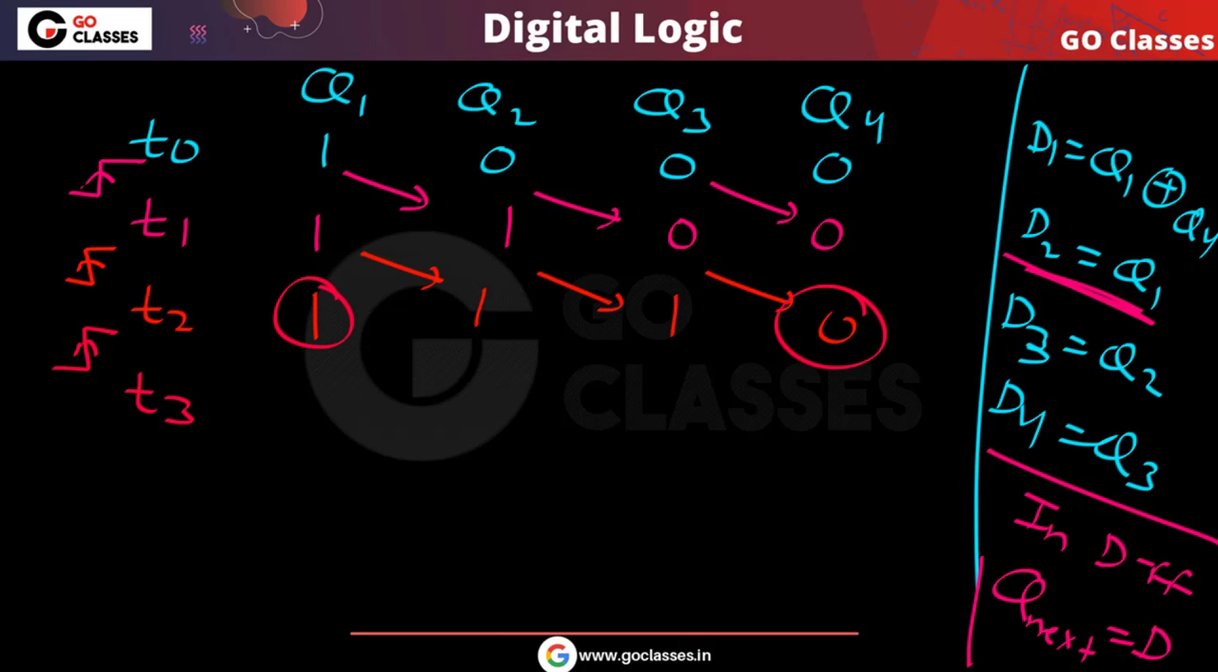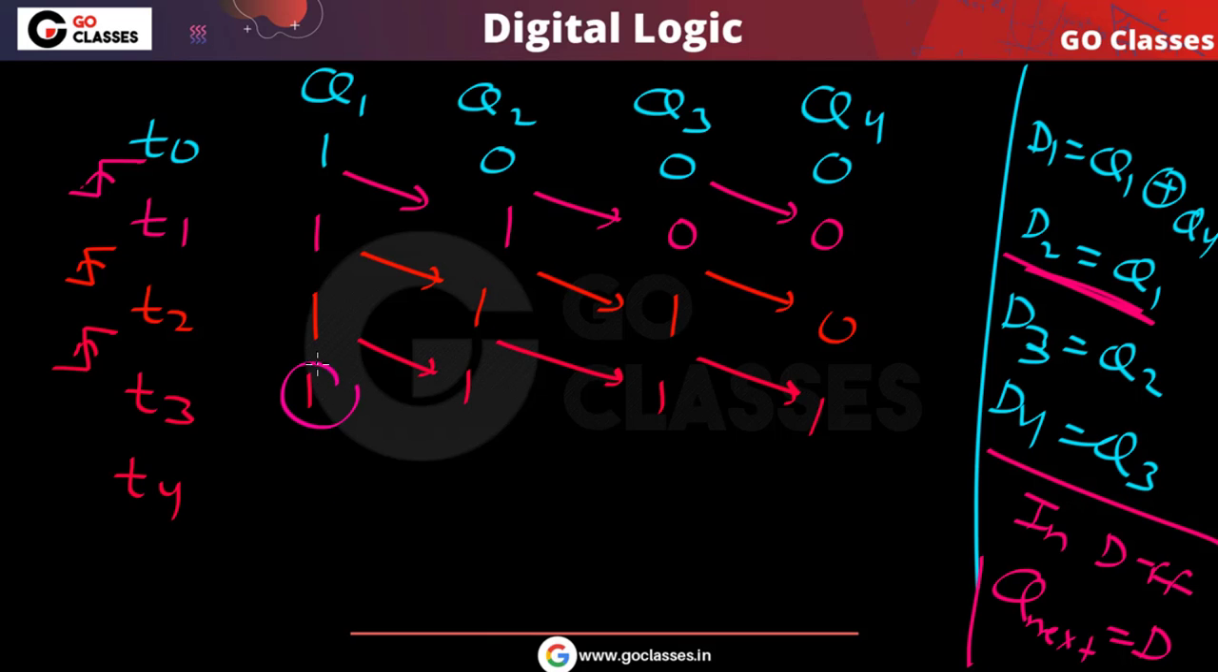This 1 and this 0 exclusive OR, that is 1. Okay, and this one will go here, this one will go here, this one will go here. After one more clock pulse, what will happen? This one exclusive OR 1, that is 0. Okay, and this one will go here, this one will go here, and this one will go here. Next, what will happen? T5.